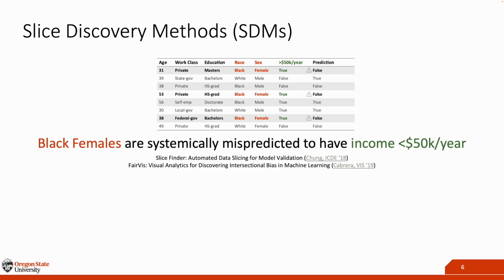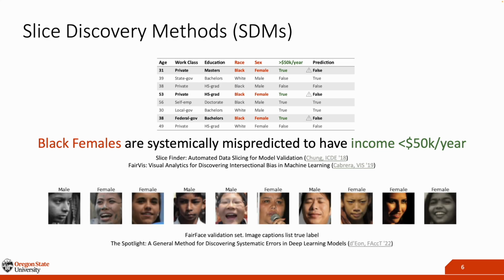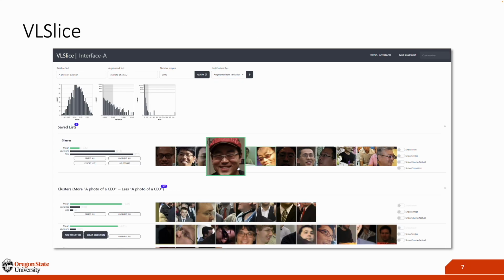For example, to make a statement like Black females are systemically mispredicted to have income less than $50,000 a year on an income dataset. More recent work in this area considers images, but assumes labeled demographic information, and no work considers the vision and language case. In this work, we present VLSlice, an interactive tool inspired by traditional SDMs to help users discover good sets of images that are large, coherent, representative, and demonstrative of a systemic visio-linguistic relationship from a large unlabeled dataset via direct interaction with a vision and language model of interest.